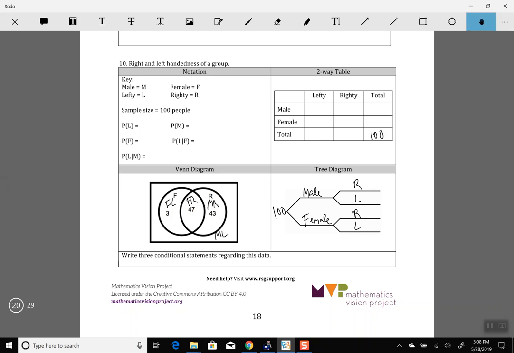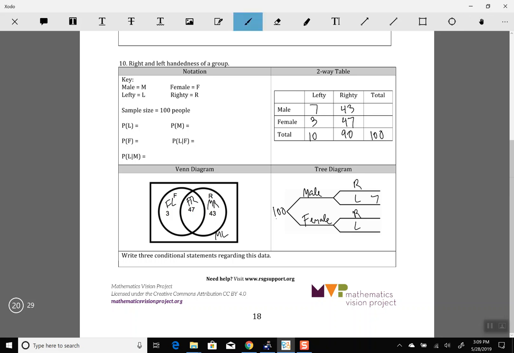So if I know that females who are righties is 47, and males who are righties is 43, then altogether there's 90 total righties, which means there's 10 lefties. And since there's 3 female lefties, this means there's 7 male lefties.